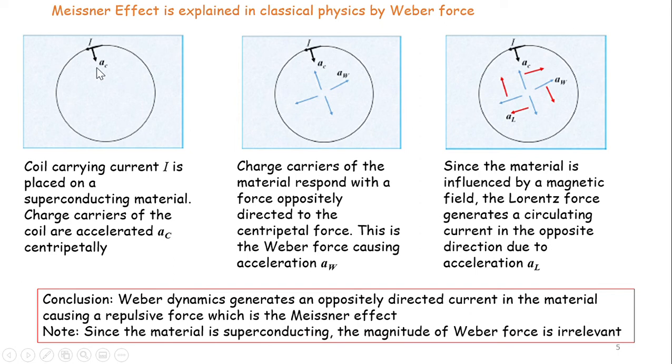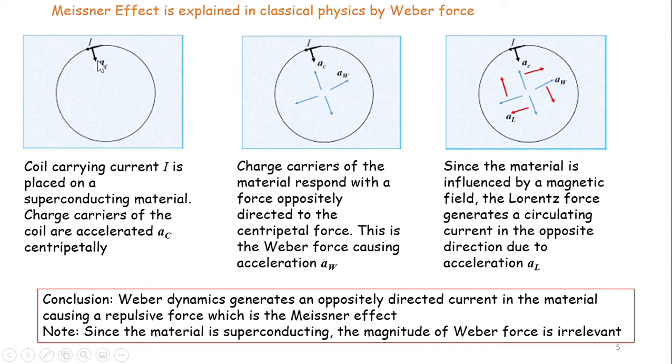Now, this means that the electrons of the loop will experience a centripetal force, which gives an acceleration AC. Although this loop maintains a constant current, there is an acceleration. It's a centripetal acceleration. So that acceleration will influence all the other charges, in particular those charges of the superconducting material.